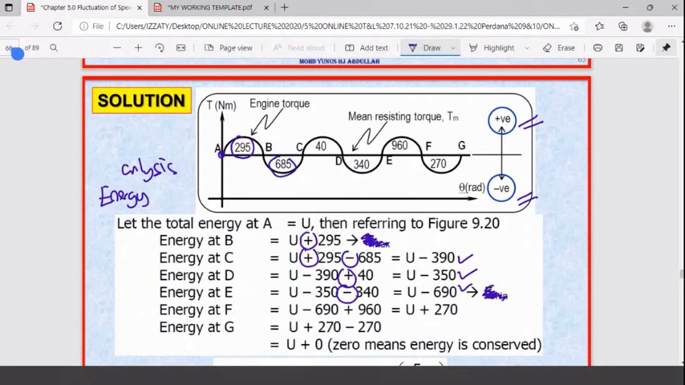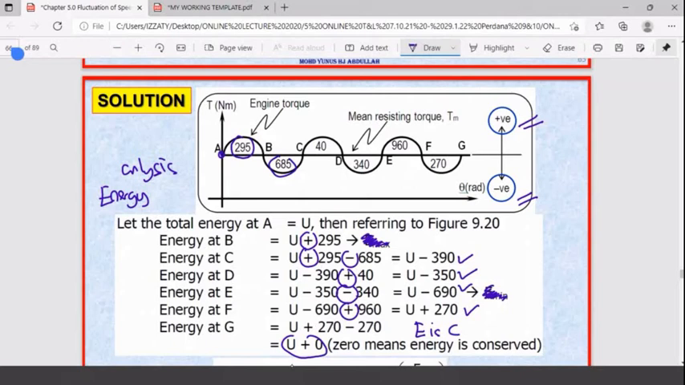F now, plus 690. Correct? We have another one. And finally at G here, you find that 270 minus 270 becomes 0. So then it is correct because energy is conserved. Then you can do the next one. If you find this one is not correct, you have U plus something, then you have to go back and check all your calculations to ensure this becomes 0. I always say to the students that if you don't get this, you get 0 for this part of the calculation.